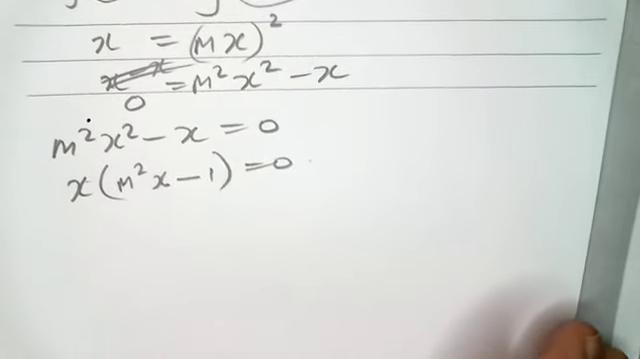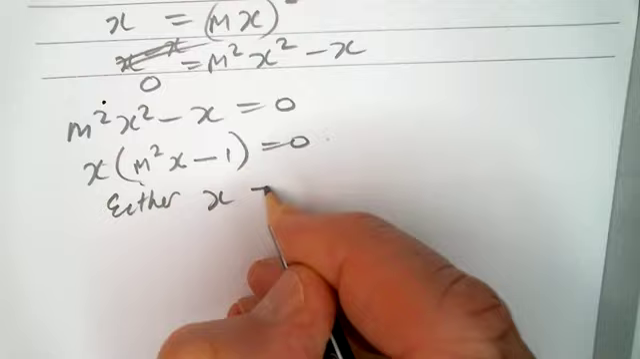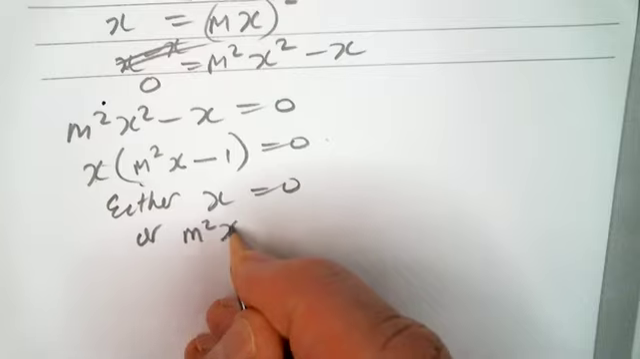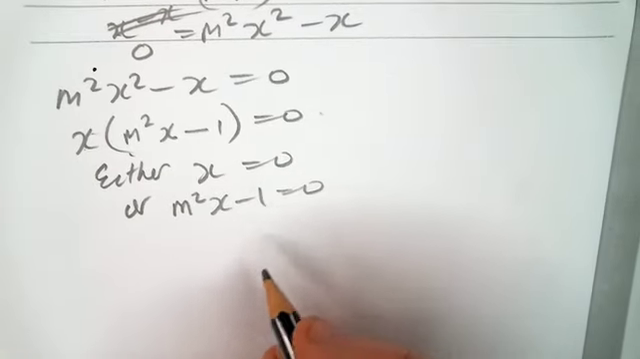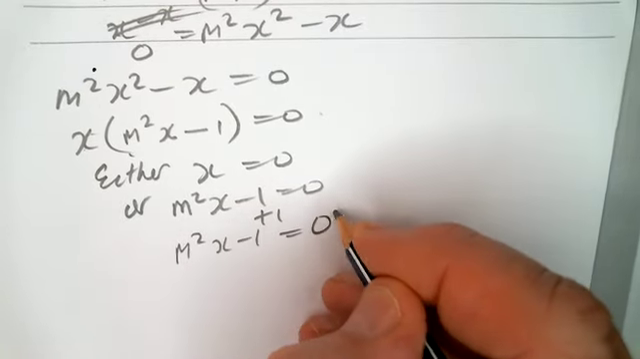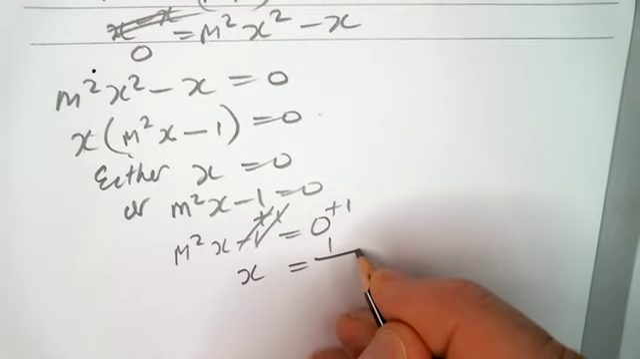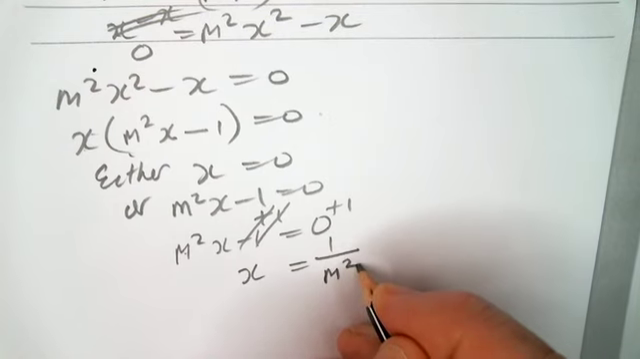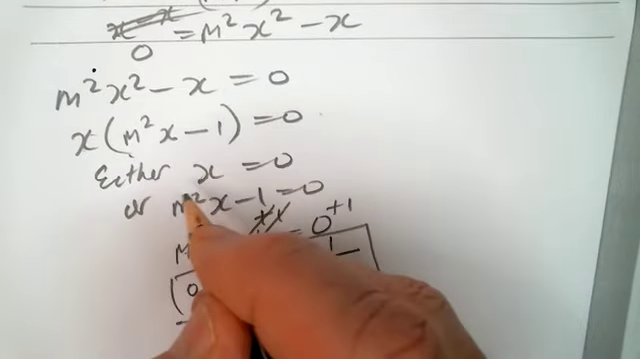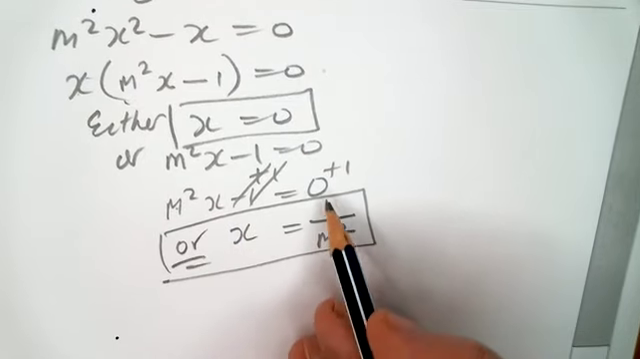And that equals 0. So now I could say either x is equal to 0, or m squared x minus 1 is 0. Let's just quickly solve that. If m squared x minus 1 is 0, and I add 1 to both sides, then I've got m squared x is equal to 1, so x is equal to 1 over m squared. So here are my two solutions: x is 0 or x is 1 on m squared.